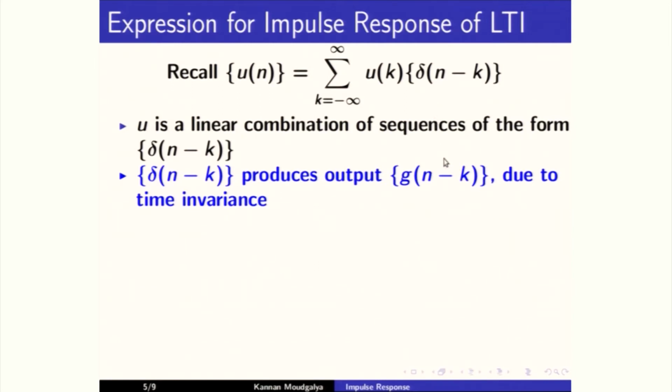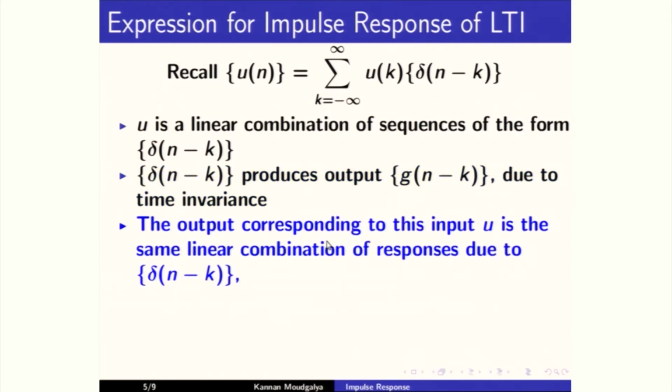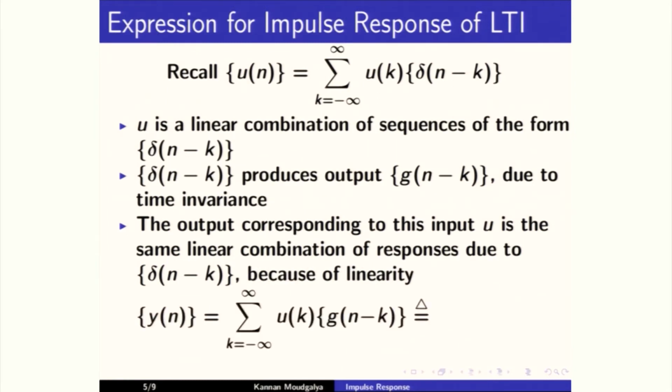k. So the question is, if the system is linear, I use a linear combination of this, I would expect the same linear combination of this. So this is what is written here. The output corresponding to this input u is the same linear combination of responses due to delta of n minus k, which happens because of linearity. So we obtain y of n to be the same linear combination as given in this expression.